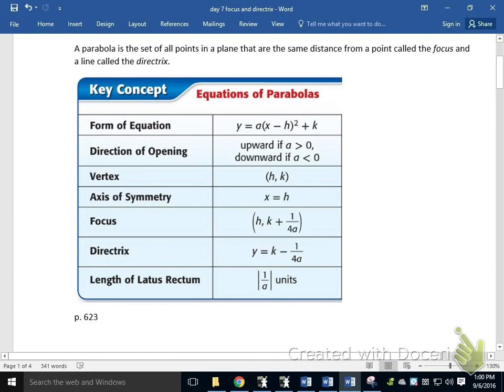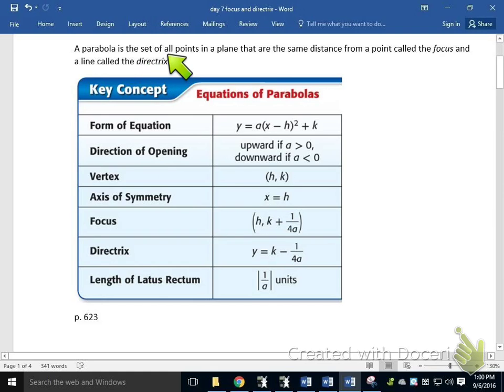This is day 7 of Focus and Directrix. We're still in Unit 1, Quadratic Functions and Expressions, and this is our last day in this unit. What we're talking about today is the focus and directrix of a parabola.